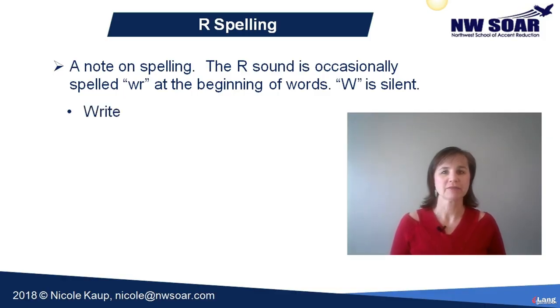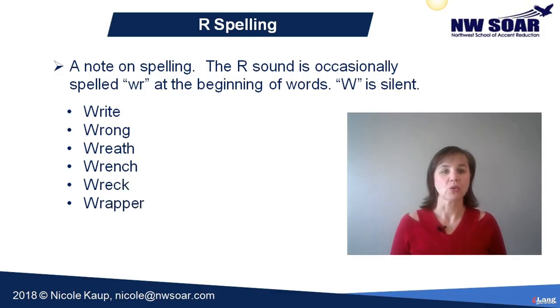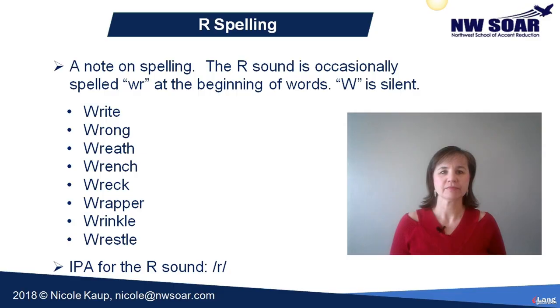Right, wrong, wreath, wrench, wreck, wrapper, wrinkle, and wrestle. The IPA for the R sound is just a regular R. It's not important how we spell it. If we spell it with an R, if we spell it with a double R, or with WR, it's just written as R in the International Phonetic Alphabet.